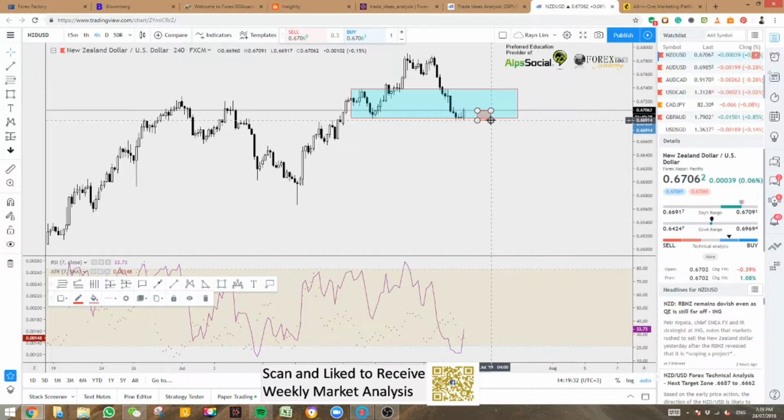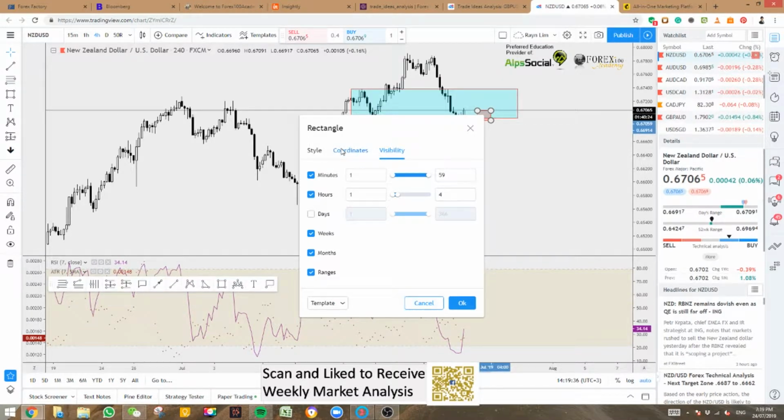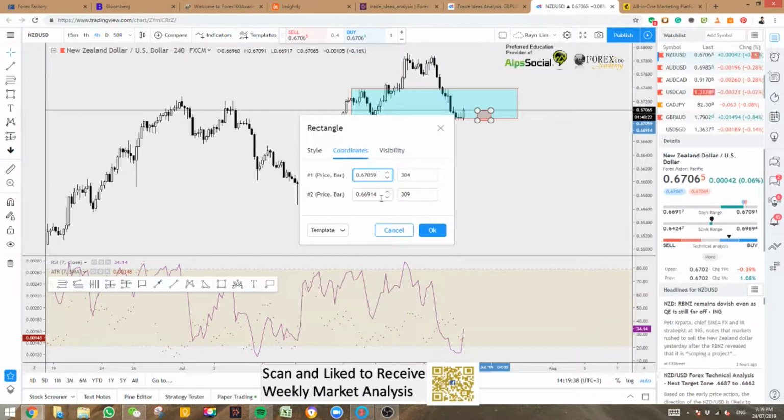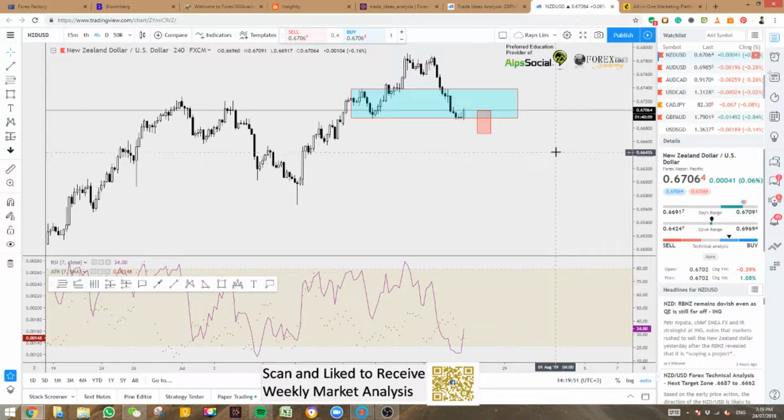Not very good in math, so what I do is double click. 19 pips below the low, what will it be? $72. Alright, so this is my stop loss. My target, at a stretch, minimally is over here.